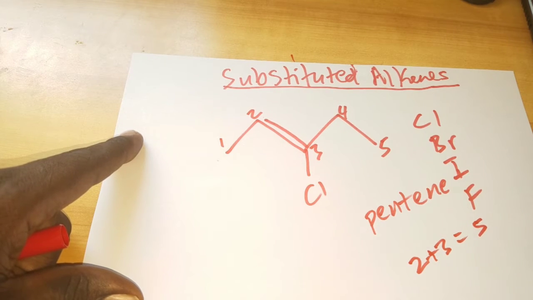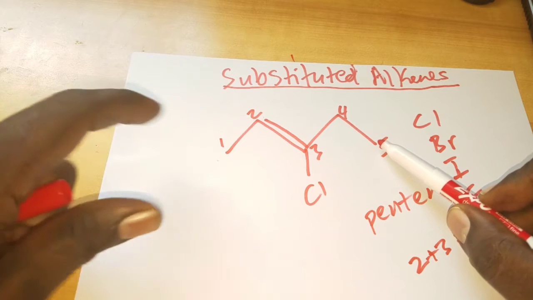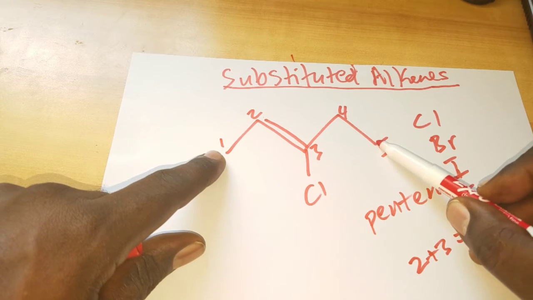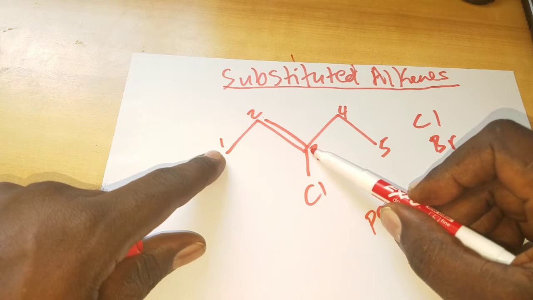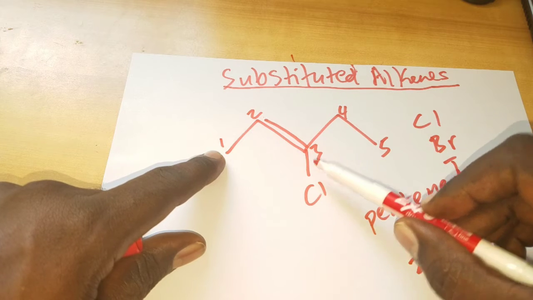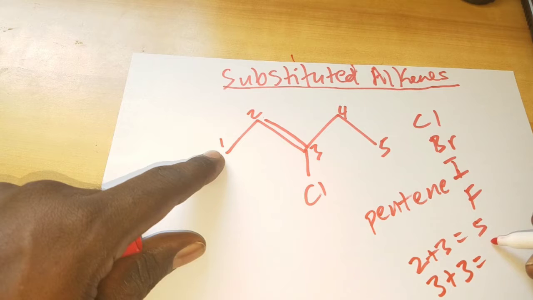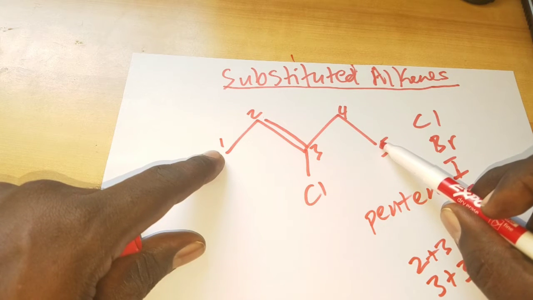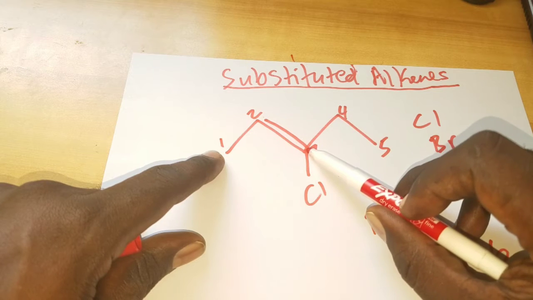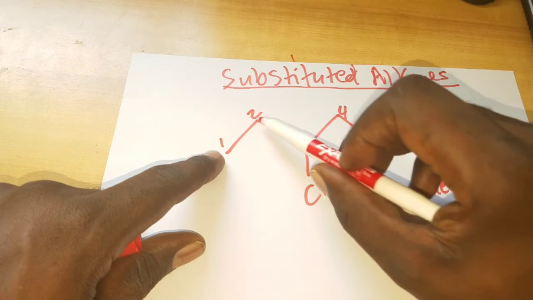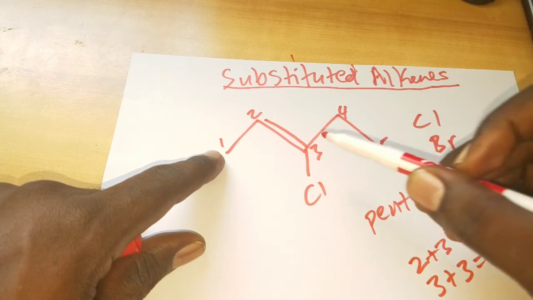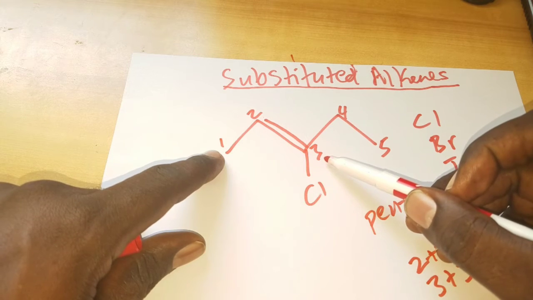Now if we were to count from right to left, 1, 2, 3, the double bond would be on 3, and the substituent would be on 3 as well. So that's 3 plus 3, which is equal to 6. So let's do that again. From right to left, 1, 2, 3, the double bond is between 3 and 4 if you're counting from right to left, and the substituent is on carbon number 3.